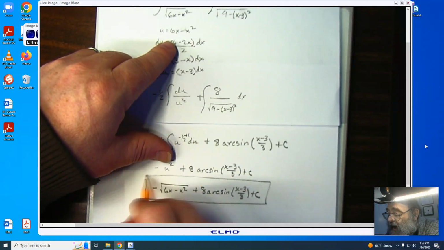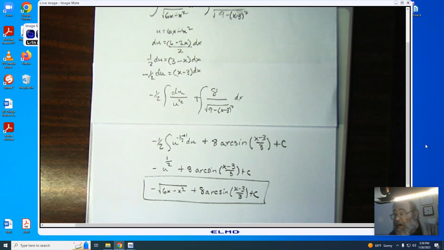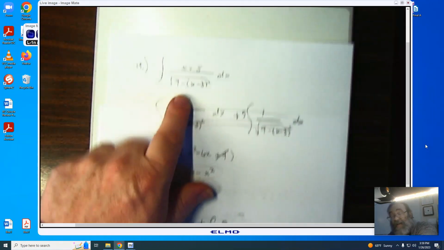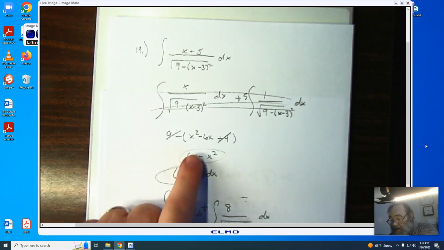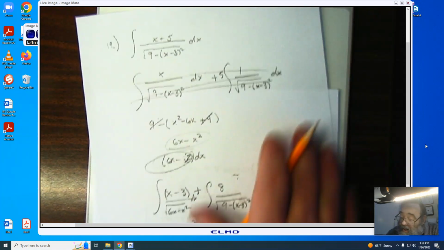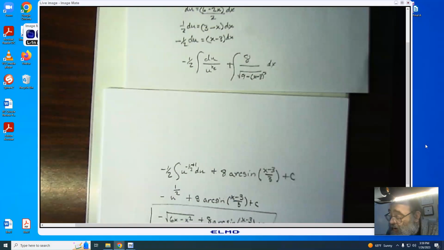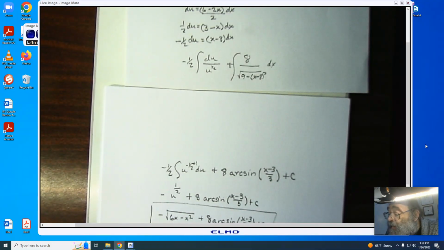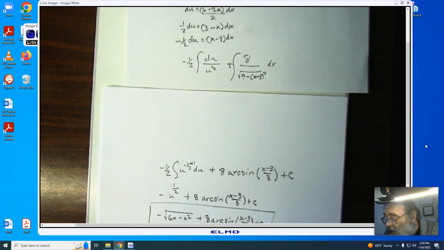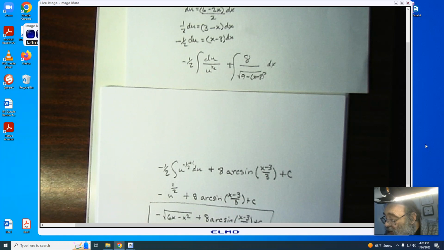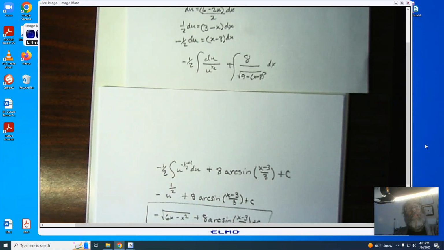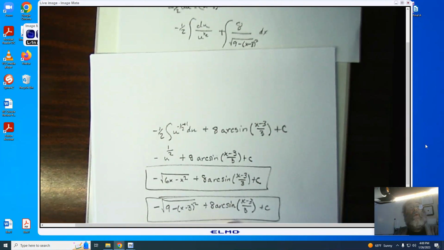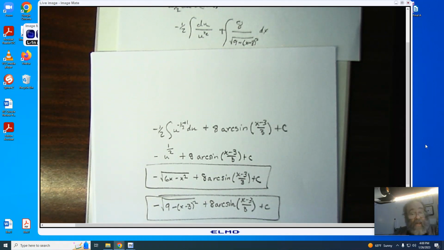And this would be the answer that I would expect. However, I will point out, we already identified that this right up here turned out to equal just that. So I could, if I so chose, rewrite it as the square root of 9 minus the quantity x minus 3 squared, plus 8 arc sine of x minus 3 divided by 3 plus c. And please be aware, both of those answers are possibilities. Okay? And that was number 19.